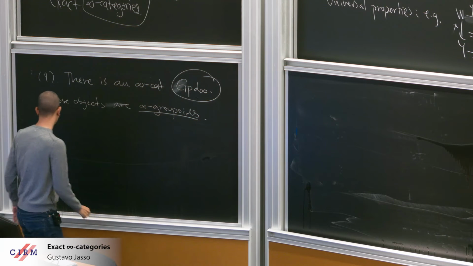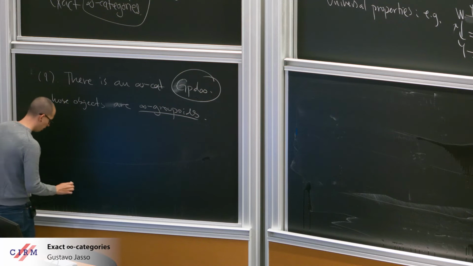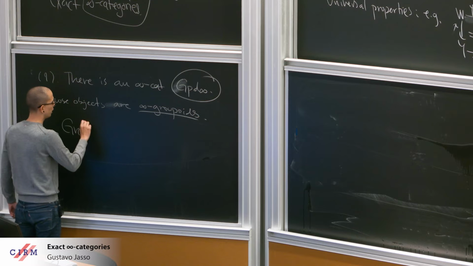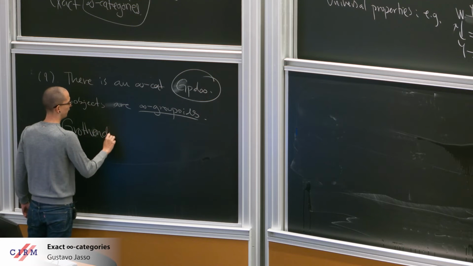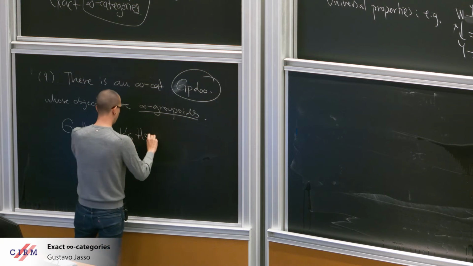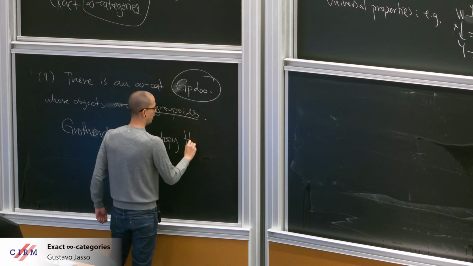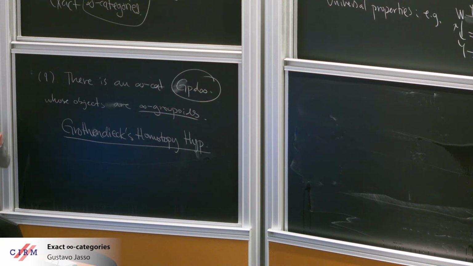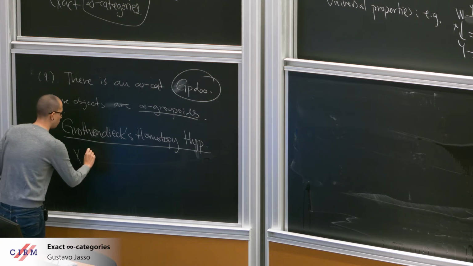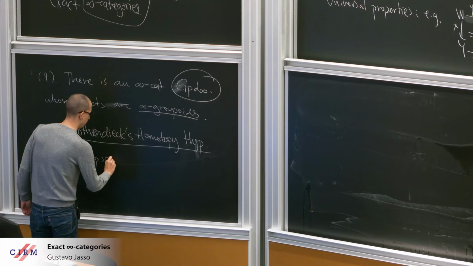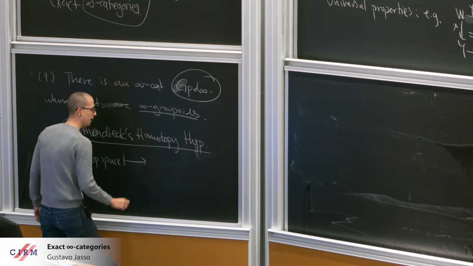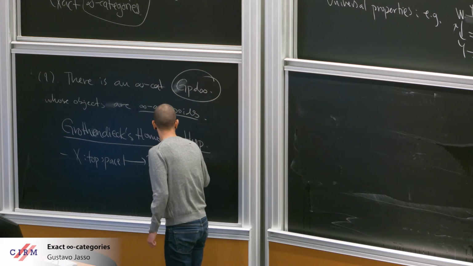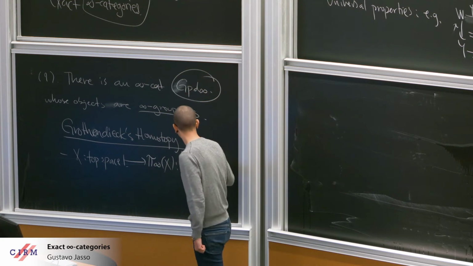Now, one thing that is useful for us to construct infinity groupoids and also to think about them is something called Grothendieck's homotopy hypothesis, which I will state here in a very vague and very imprecise way. So the first thing is, given a topological space, you can associate an infinity groupoid pi infinity of X called the fundamental infinity groupoid, or the Poincaré infinity groupoid of X.